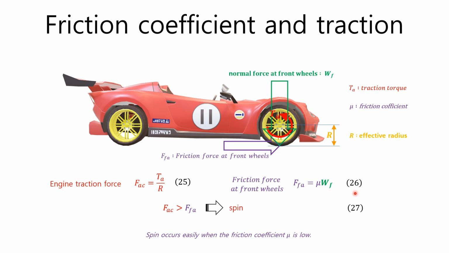Spin occurs when the friction force is less than the engine traction force and the wheel spins on the road surface. Thus, equations 27 can be obtained. So, as we guessed, spin easily occurs when the coefficient of friction is low. Therefore, when you first start high-performance driving, it is recommended to start on low-friction surfaces that slide and spin easily.